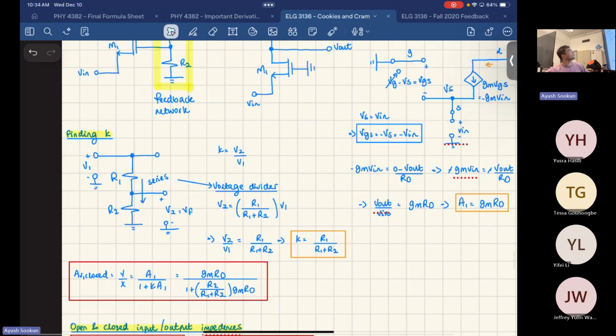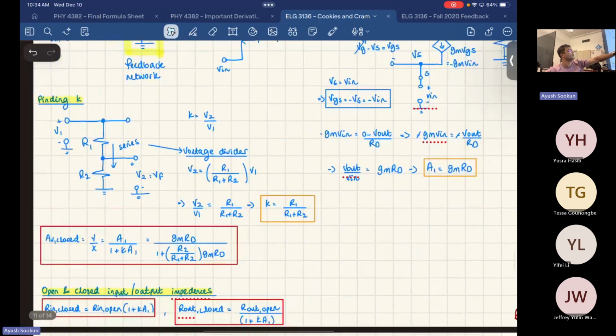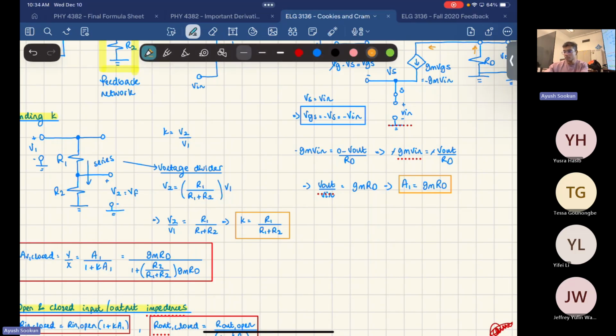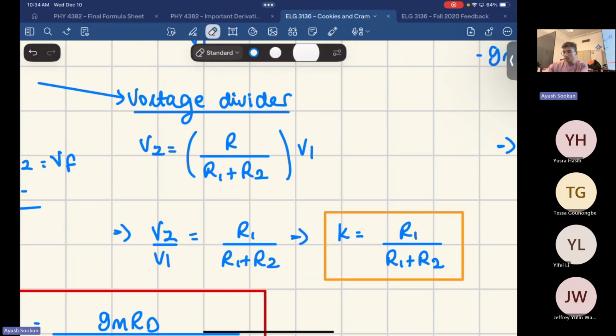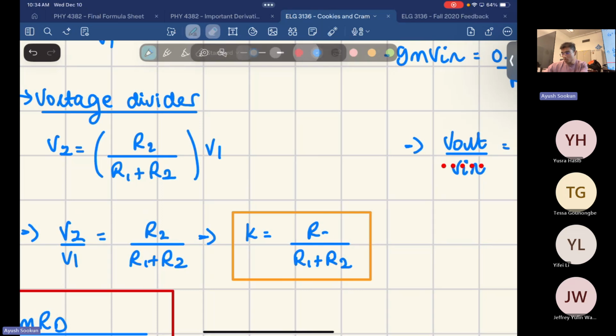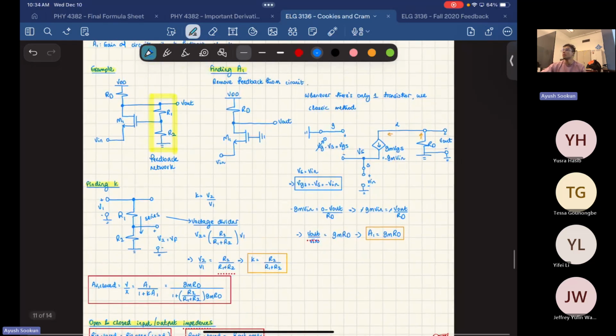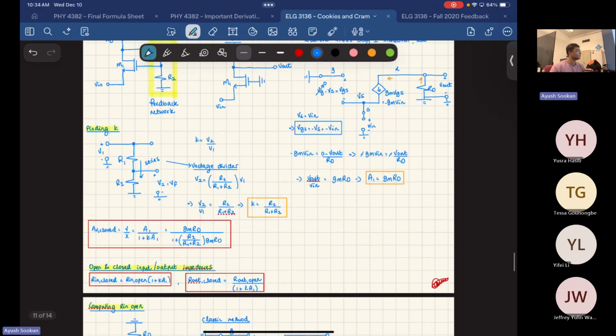All you need to do is replace in your equation here. So A1 is gm RD over 1 plus K, which is R2 over R1 plus R2, times gm RD. There's something off here. Oh, sorry. This is R2 because this voltage divider is something here. This is R2. Okay, that's how you find your closed loop gain. Questions about this? This is a pretty simple example, but this is how it would be done.